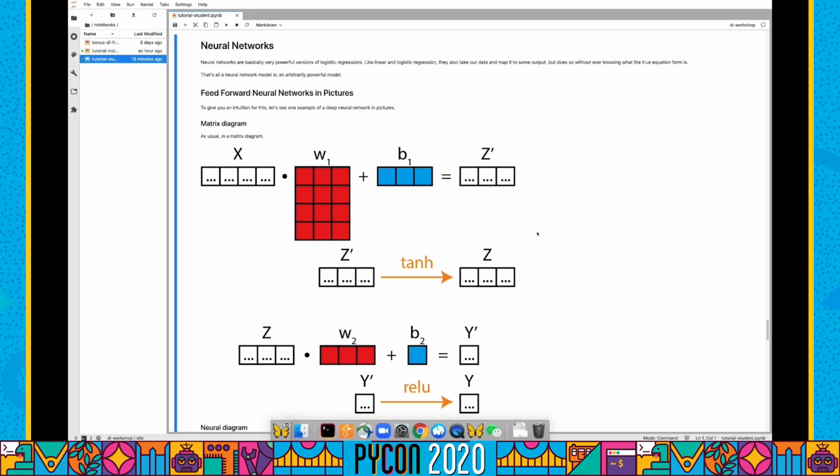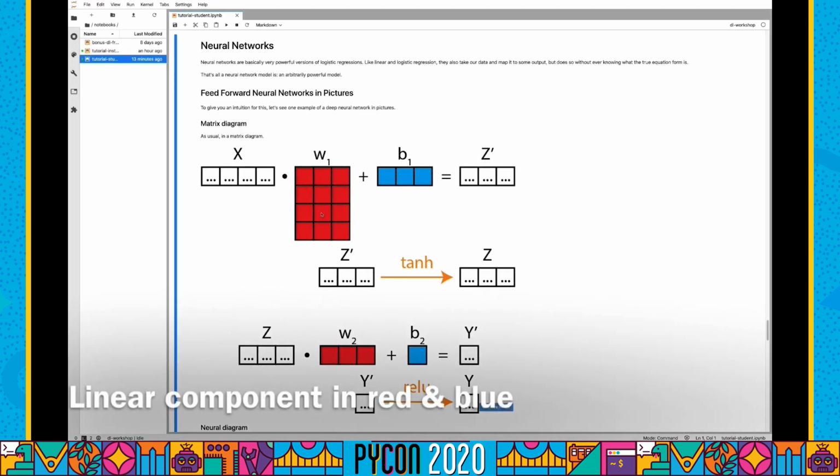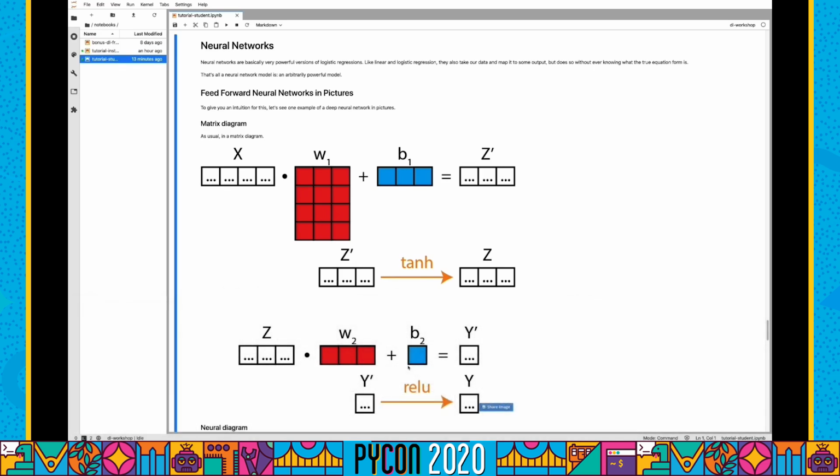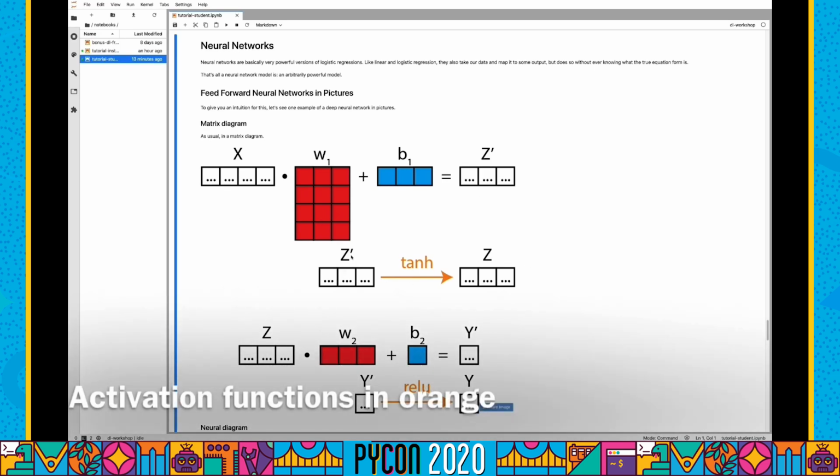To give you an intuition of what exactly goes into a neural network model, let's look at one example, the one on the screen. This is an example of what we would call a feed-forward neural network. And the pictures of it below here should look very familiar to you by now. The linear component is colored with red and blue matrices. That's these parts over here. While the activation functions are colored in orange. That's these parts over here and down over here.